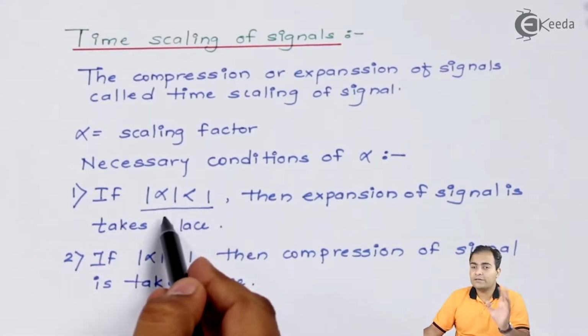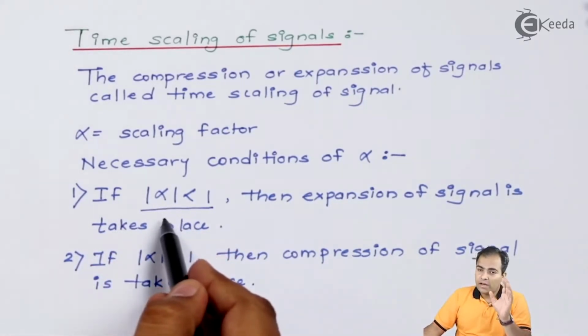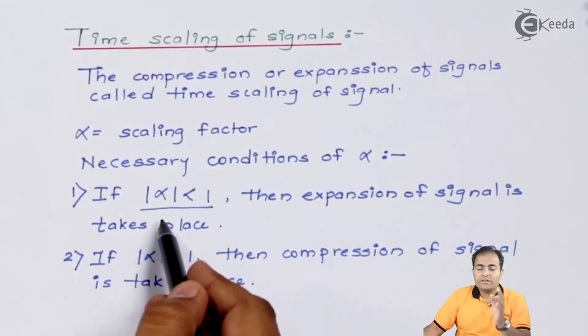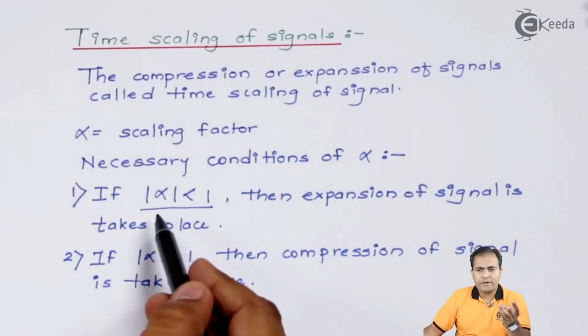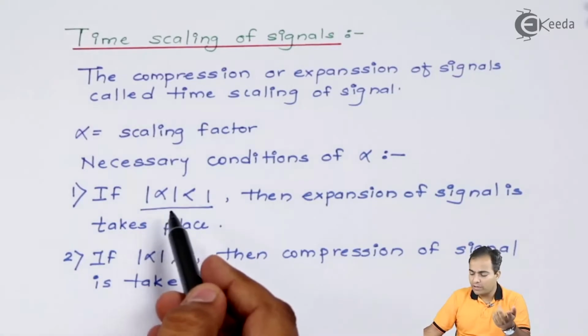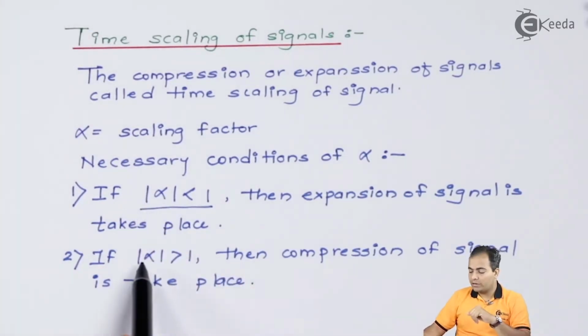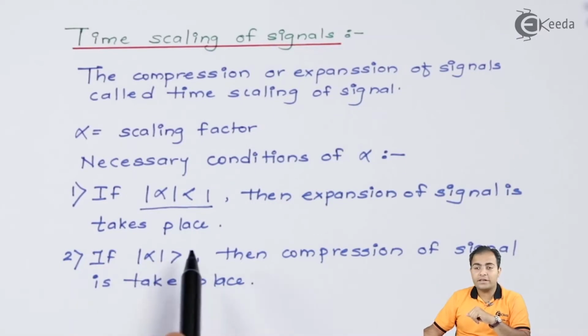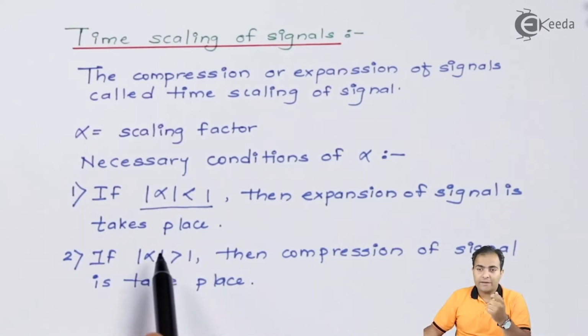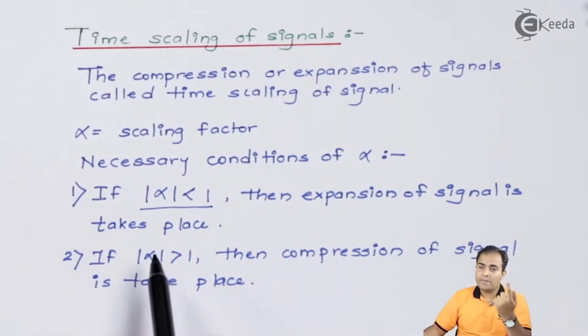Mod of alpha is less than 1 means what? Your alpha value is actually less than 1, so it can be 0.5, 0.2, 0.3, whatever you want to take, and maybe it has some negative values also. Similarly, on the other hand, mod of alpha greater than 1 means what? This alpha has a value greater than 1, that is 2, 3, 4, as well as maybe one negative sign also.